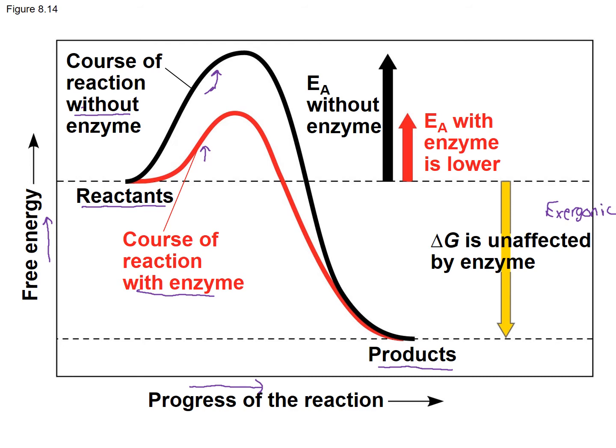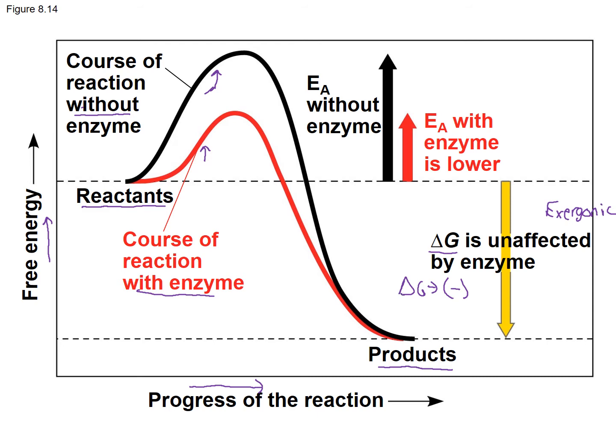And then the products have an energy associated with them. So this, again, represents an exergonic reaction because you can see that the reactants start out at a higher energy level than the products. So the free energy goes down. Right? So this is going to be negative, right? So delta G is negative.